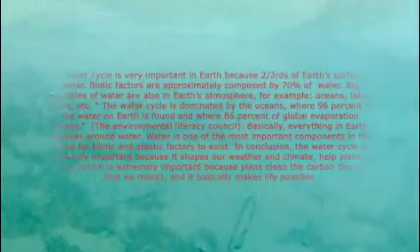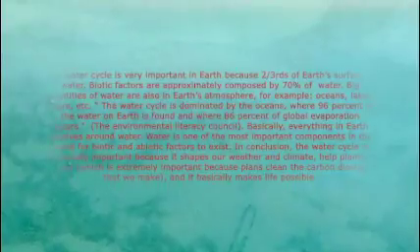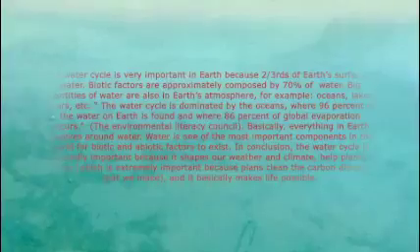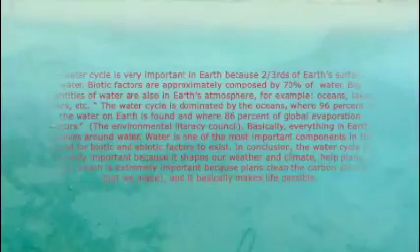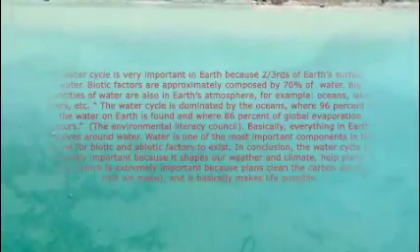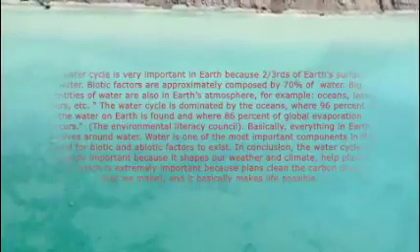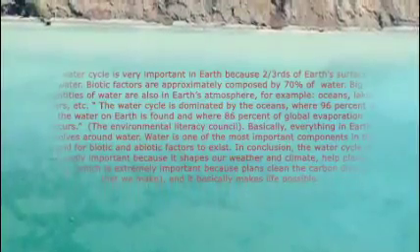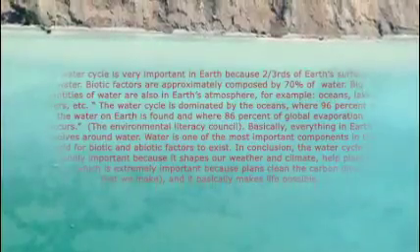The water cycle is dominated by the oceans, where 96% of the water on Earth is found and where 86% of global evaporation occurs. The Environmental Literacy Council. Basically, everything on Earth revolves around water. Water is one of the most important components in the world for biotic and abiotic factors to exist.